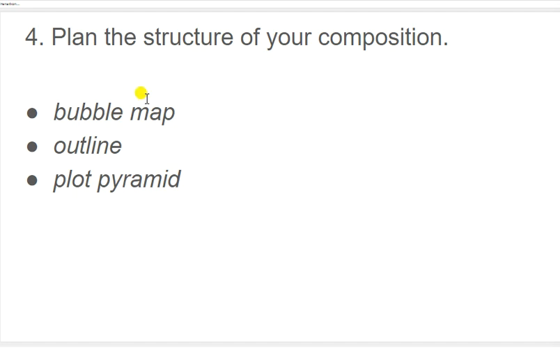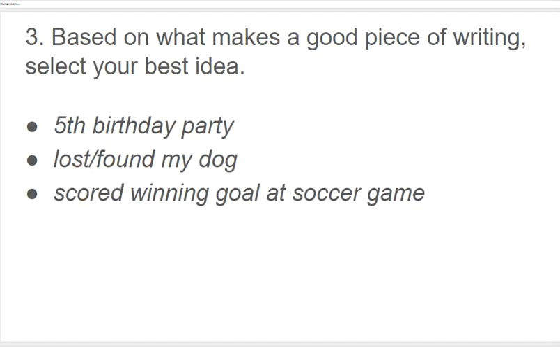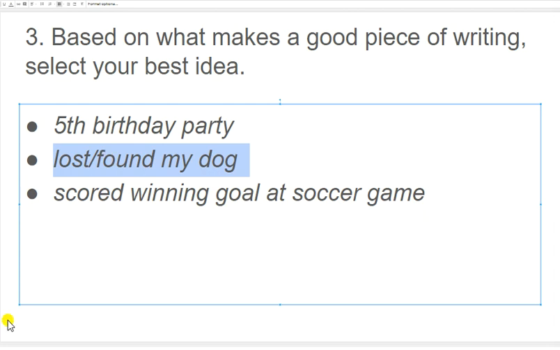And as I said before, there are more than three ways to do this, but I'm going to show you three different ways to start planning the structure and brainstorming how you're going to organize this. In my first overview video, I talked about three ideas that I had, and I narrowed it down to I think I'm going to write about when I lost and found my dog. So I'm going to run with that so that I can show you different ways that I could plan this.